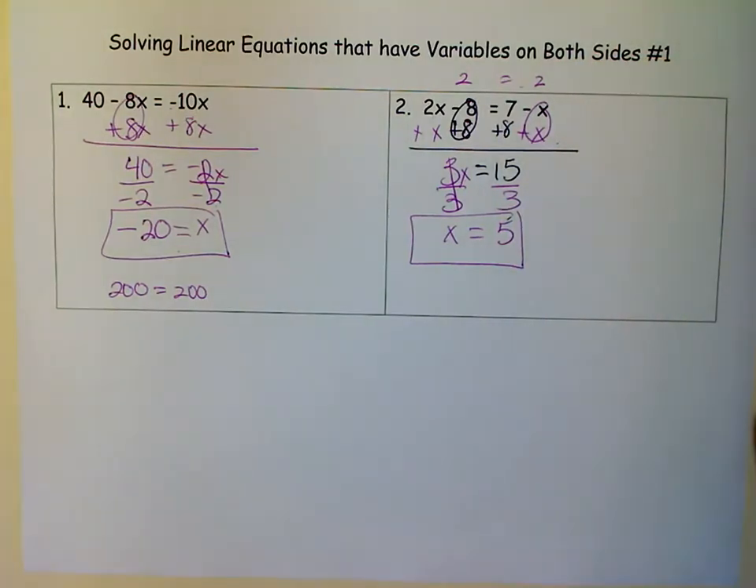So remember, when you have x's on both sides, or variables on both sides, you simply move them just like you move the constant terms. You look at the sign in front of it, and you do the opposite of whatever that sign tells you.